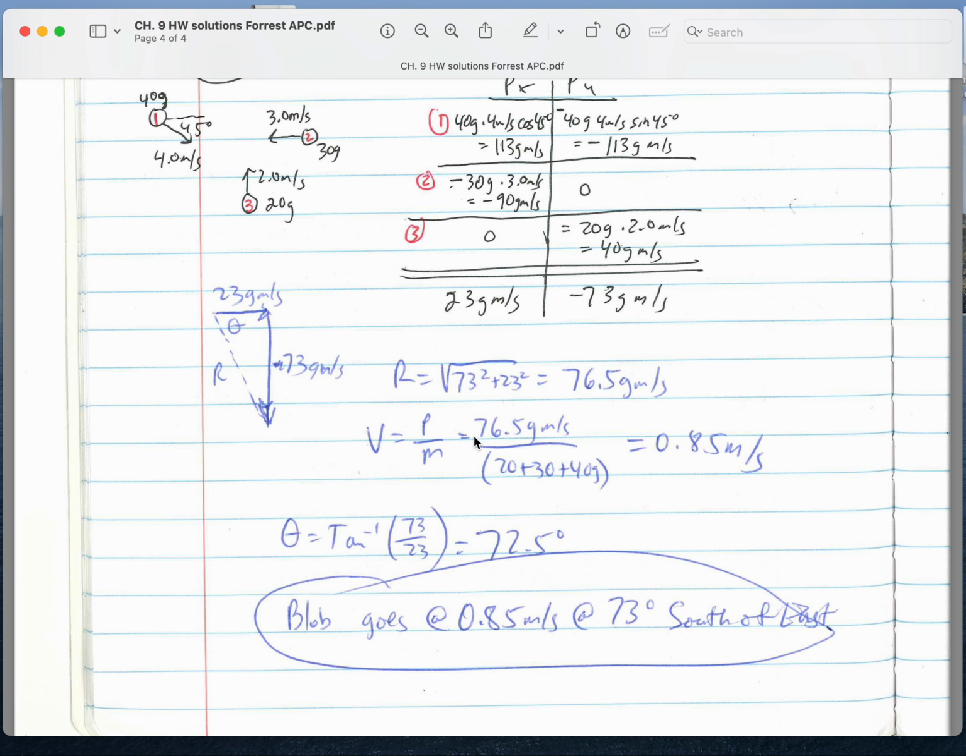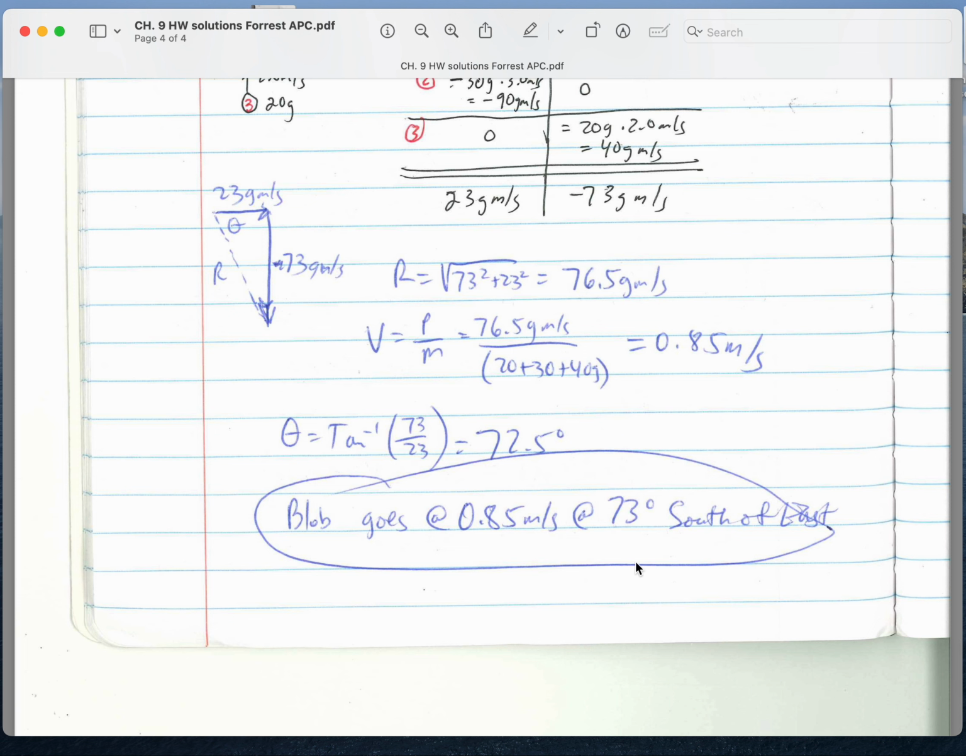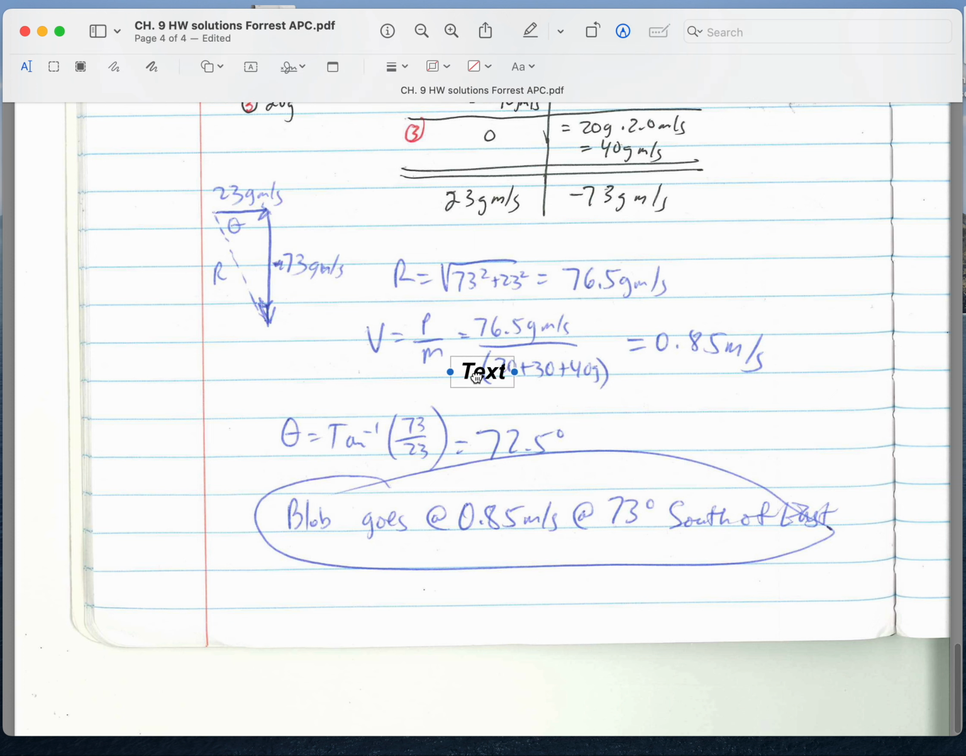Take that divided by the total mass, which is 20 plus 30 plus 40 grams, and I get the resultant speed. Get the resultant direction. I use inverse tangent of this. And so it's 73 degrees south of east, or you could have said 17 degrees east of south. So that's another way you could have said that. So I'll write that down there. Hopefully that helps, and hopefully those make some sense. Thanks.